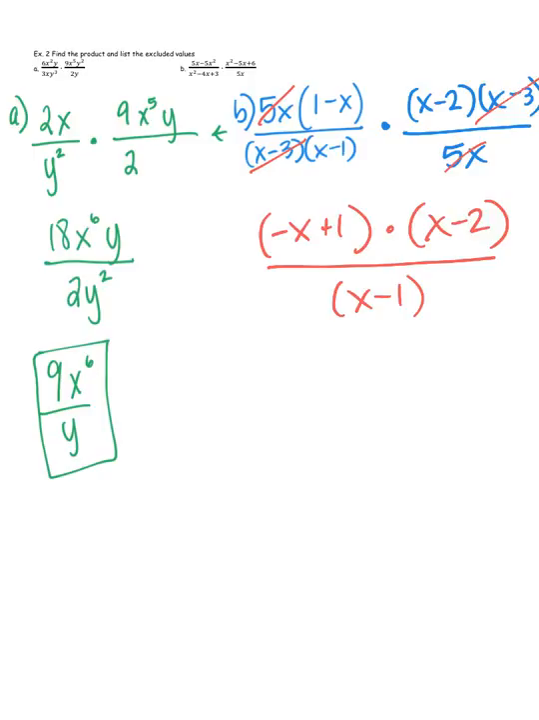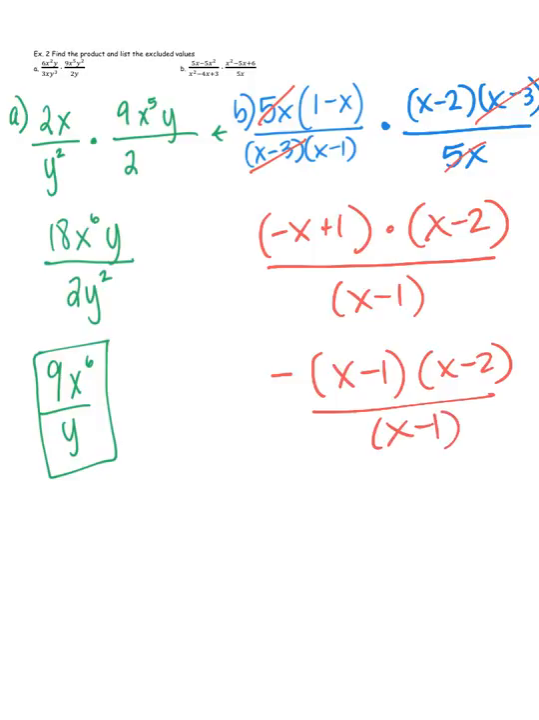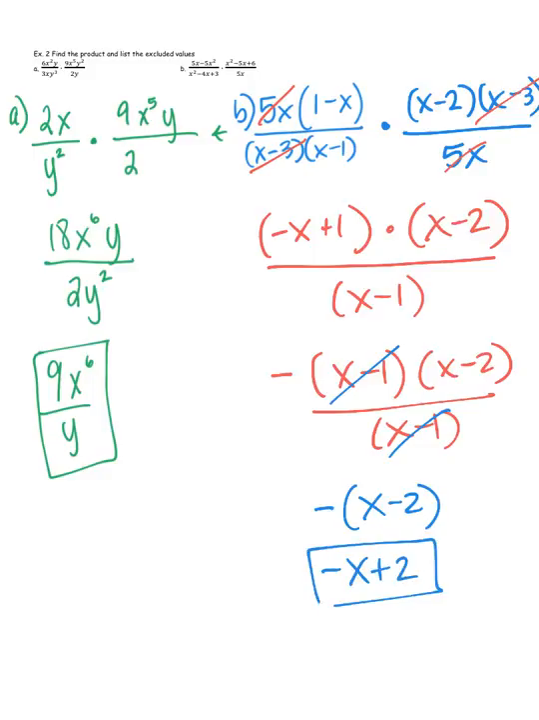All I need to do is factor out that negative, which would leave me with negative x minus 1 times x minus 2 over x minus 1. And now I can cancel out these two things, so I'm just left with a negative x minus 2. You can obviously leave your answer like that, or you can go ahead and distribute in that negative and have it as negative x plus 2. Either one is totally fine.